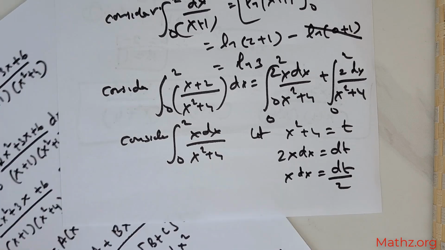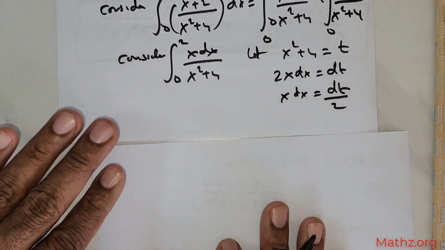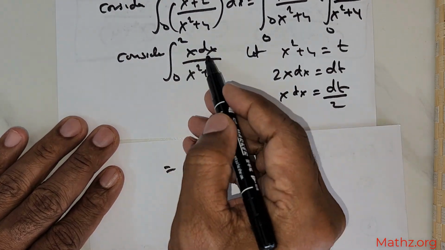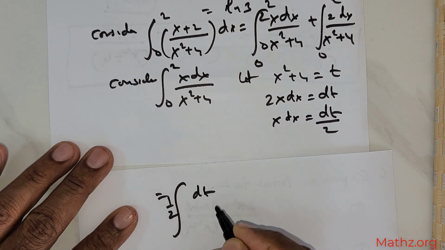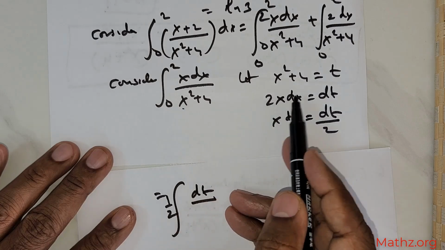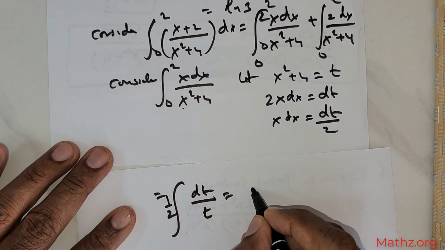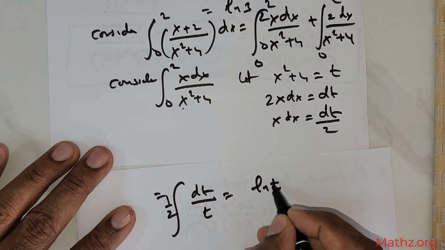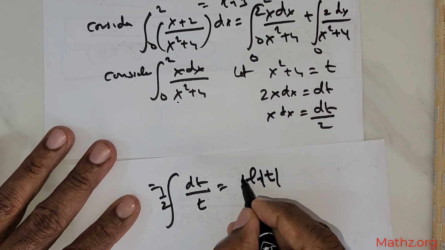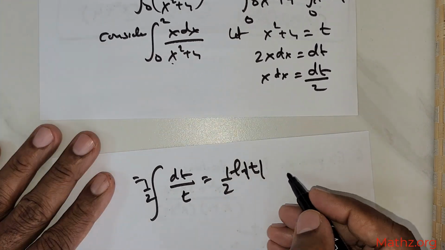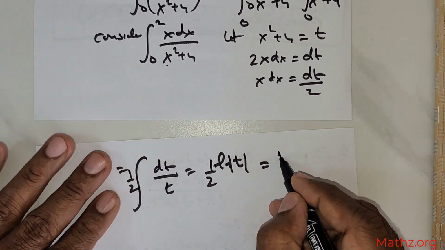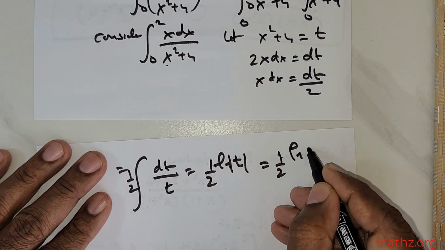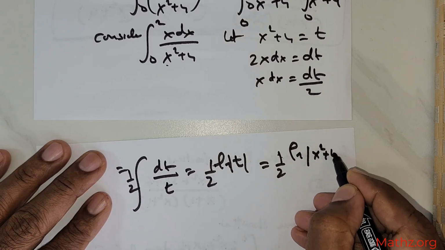So just proceed with the evaluation. In place of x dx, I'm going to substitute dt over 2, and I place a 2 there. In place of x squared plus 4, I substitute t. Now this is nothing but ln of t, with a half there, and t is x squared plus 4. So revert that back. So this is 1 over 2 ln of x squared plus 4.